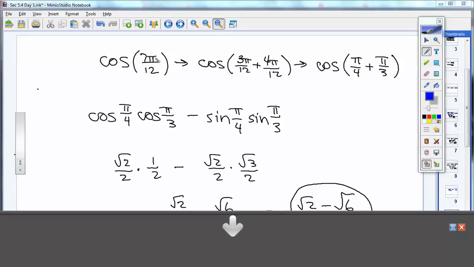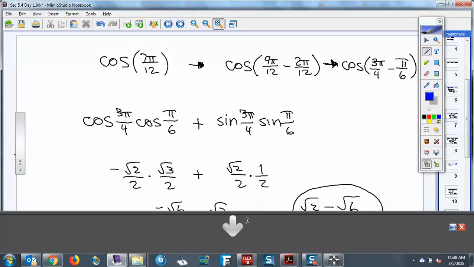Okay? So, I'm going to give you some of those that can easily be turned into some of our nice 30, 45, 60, or pi 6, pi thirds, pi fours kind of numbers. Okay? All right.